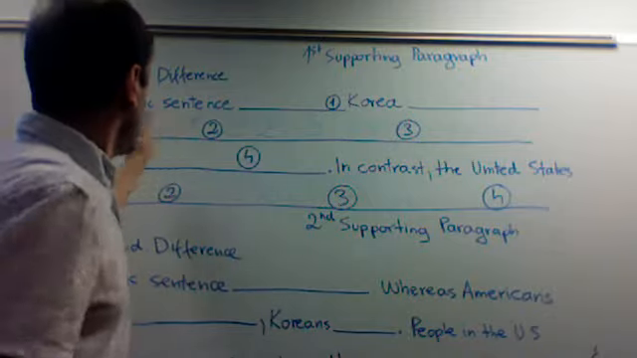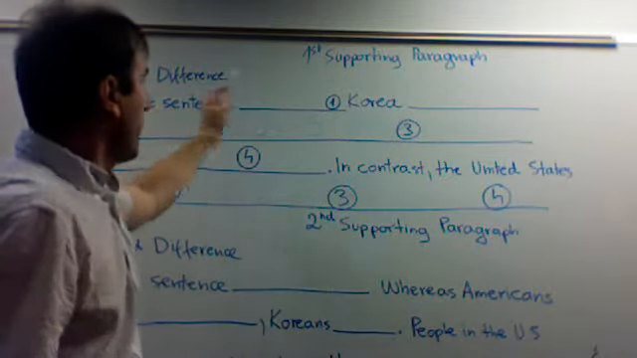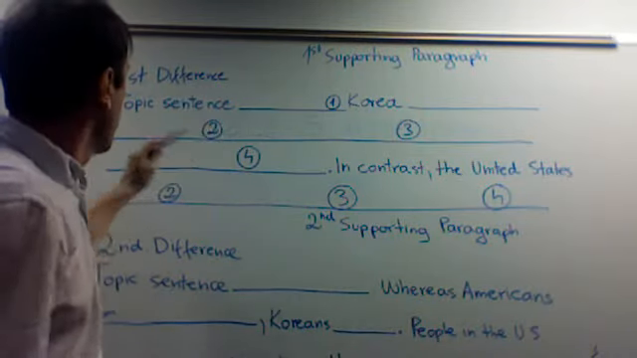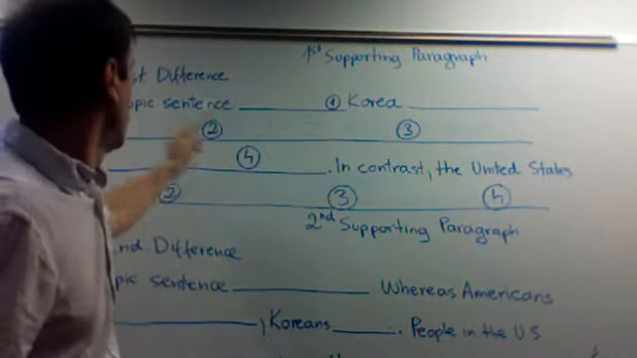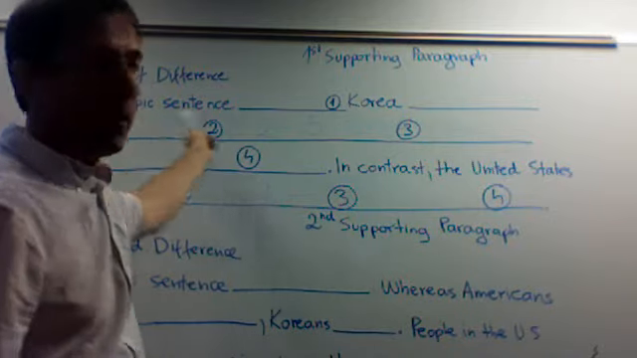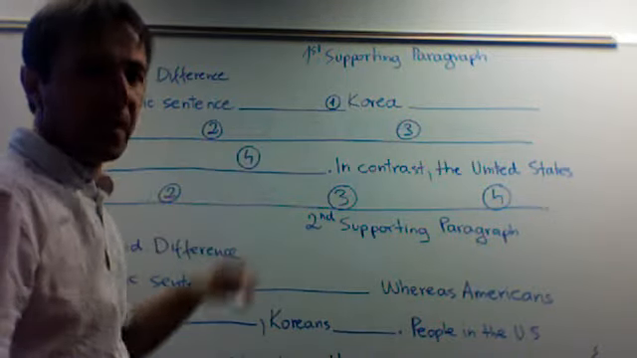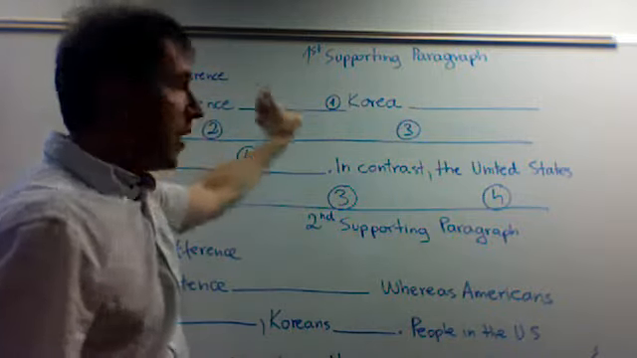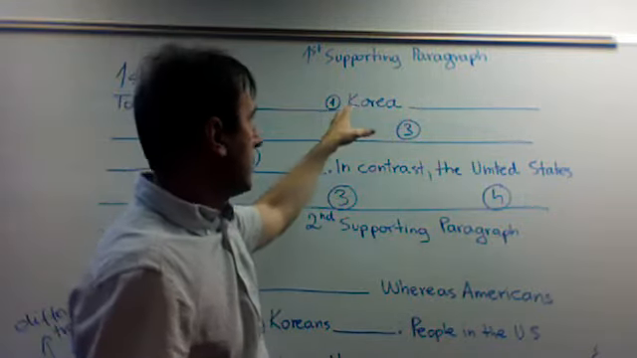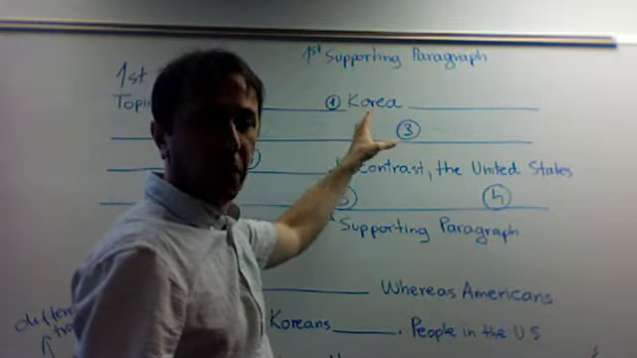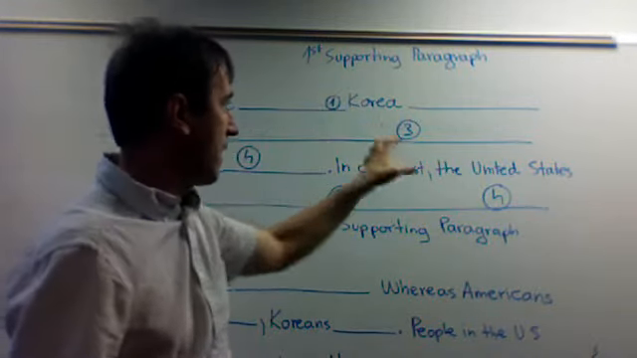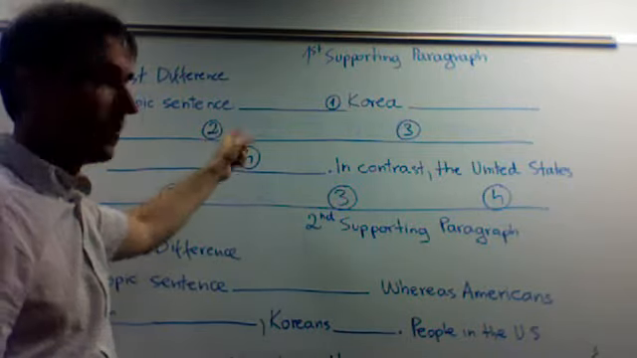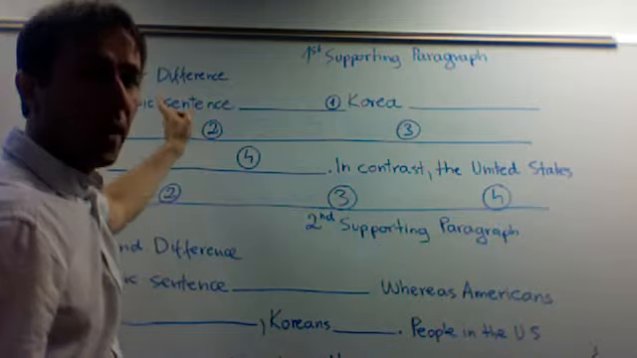So let's say we have a first paragraph that discusses the first difference. And as usual, remember that we have a topic sentence. And right after our topic sentence, we, let's say, start with Korea. And we say this and that, everything within the constraints of the topic sentence, of course, because we're talking only about one difference.